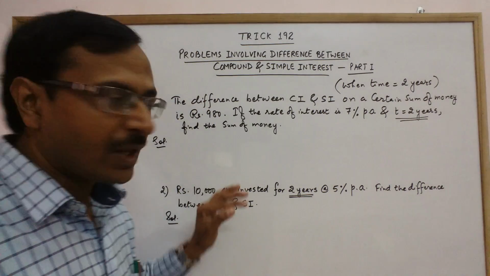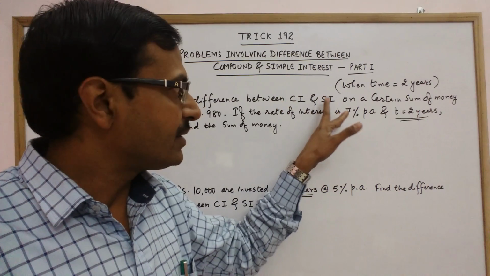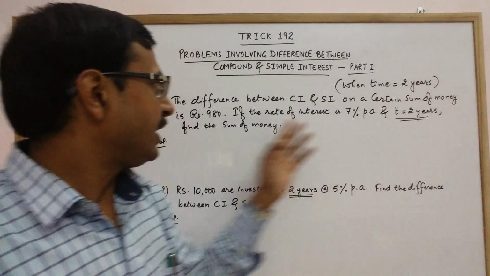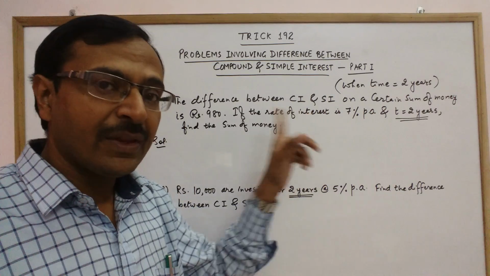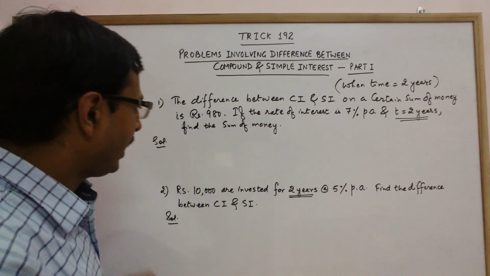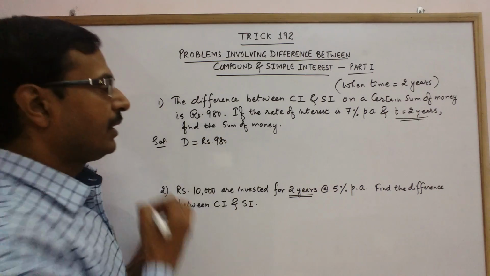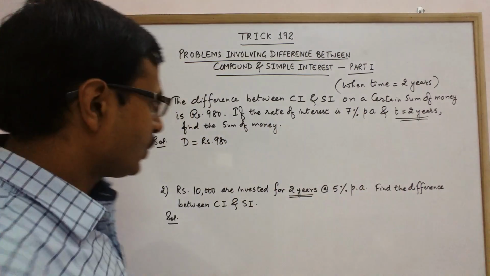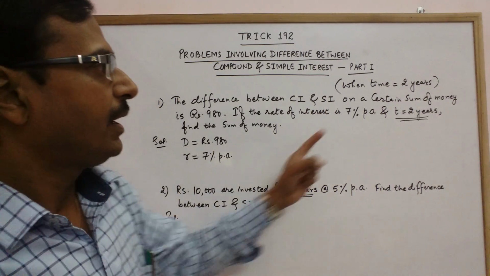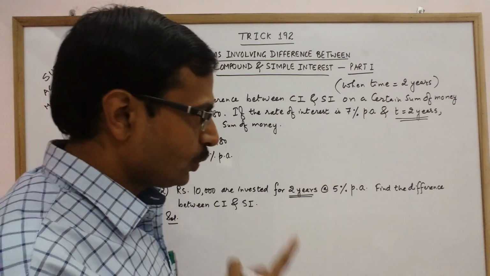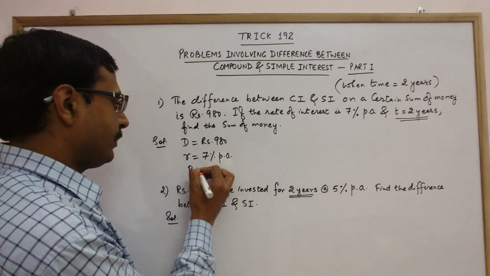The first problem is, the difference between CI and SI, obviously the compound interest is more than simple interest, on a certain sum of money is rupees 980. So here we are given that the difference between the CI and SI is 980. Now I will call this difference as D. If the rate of interest is 7% per annum, so R is 7% per annum, and time is obviously 2 years, so we don't need to consider that. And now we need to find the sum of money, that is we need to find the principal P.